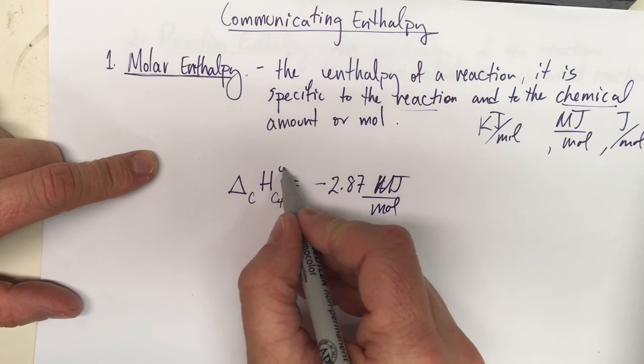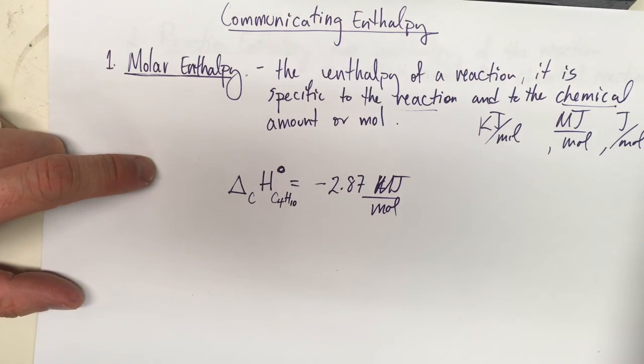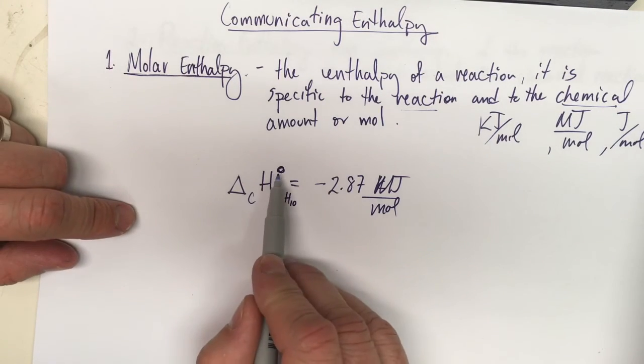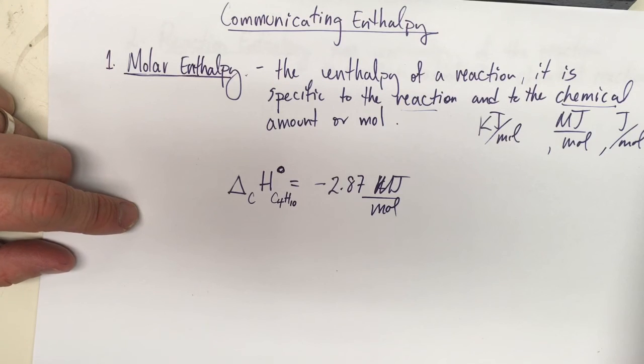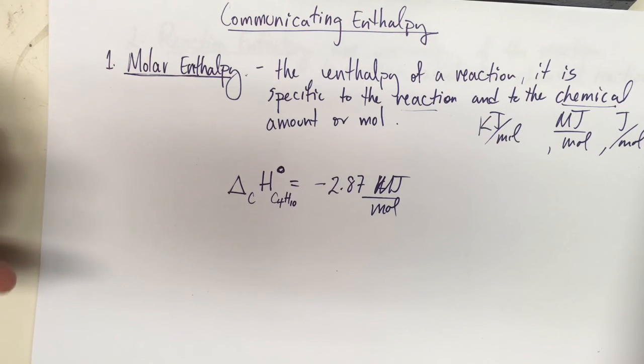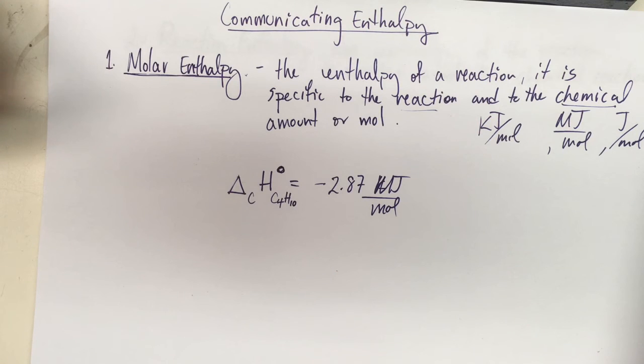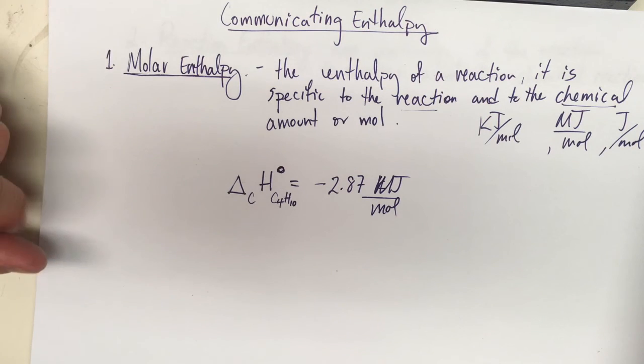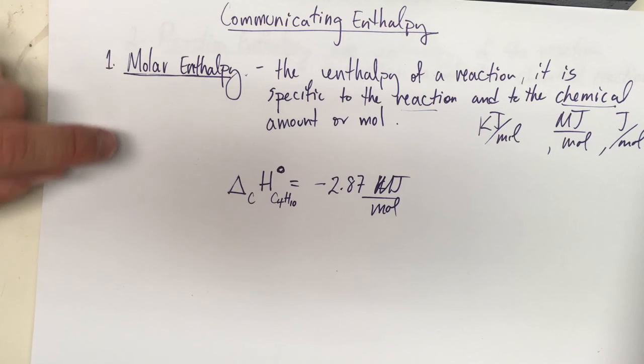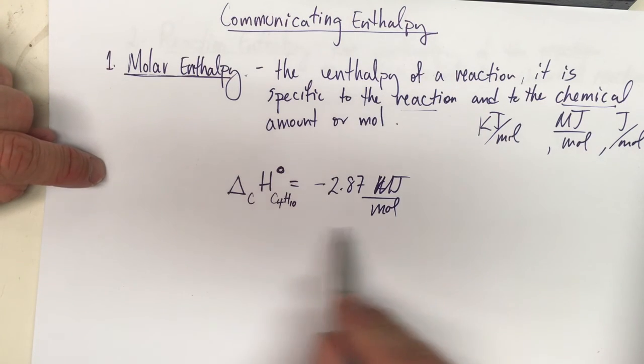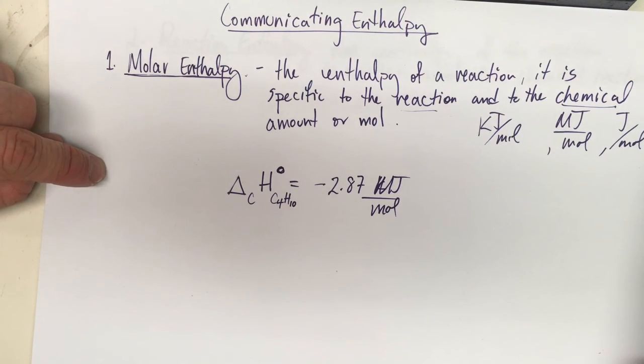Sometimes you'll see standard enthalpy, or the standard conditions. Standard conditions are listed as at SATP, so that's at 25 degrees Celsius and 100 kilopascals. We studied that in the gas unit. But molar enthalpy is meant to give us all of this information in a very brief way.